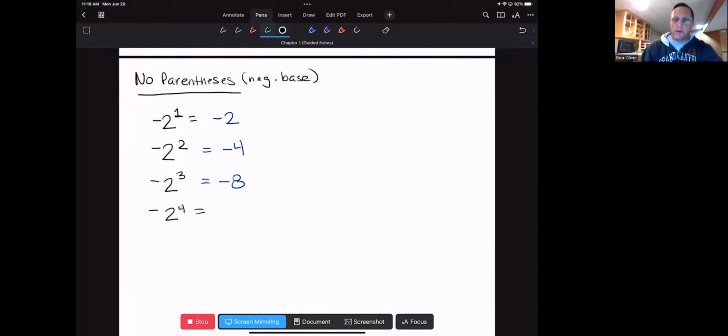-2 to the fourth power is going to be -16. -2 to the fifth power is going to be -32, and so on and so forth. So the point that I'm trying to make here, and hopefully it's getting across to you, is that if the base is not enclosed in parentheses, but it is negative, it's always negative. It's always negative.